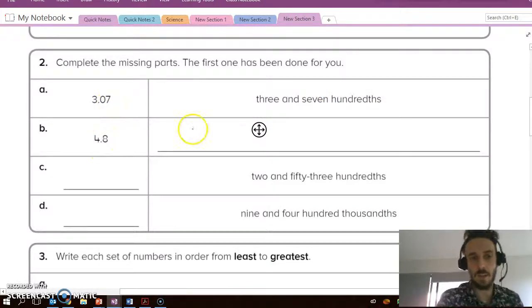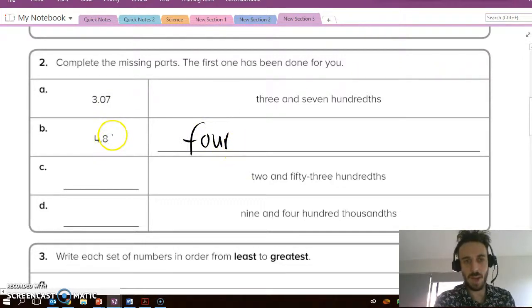It's 4.8. So I know straight away that that's 4 wholes. And I've got 8 tenths. So I can just write that in. And eight.